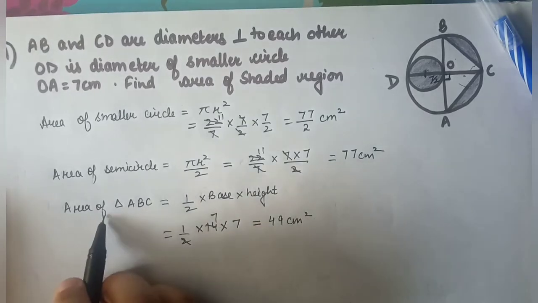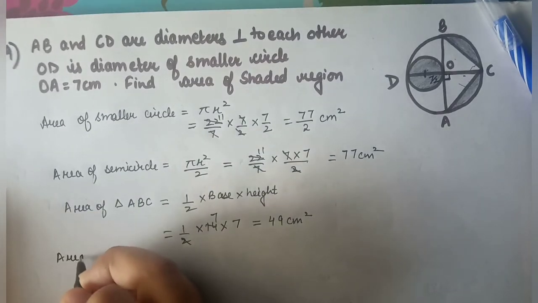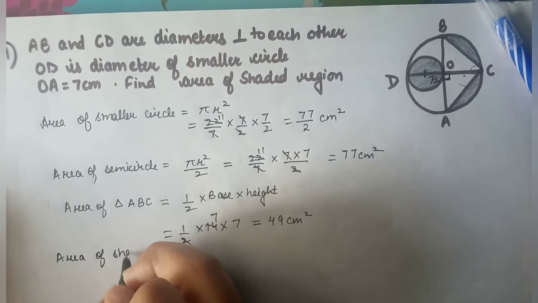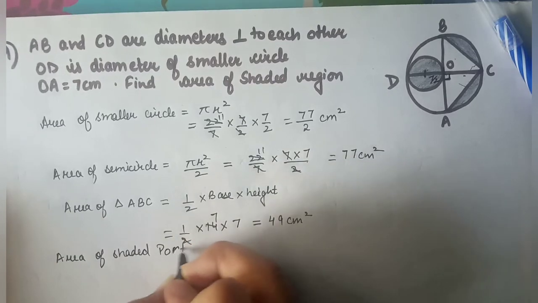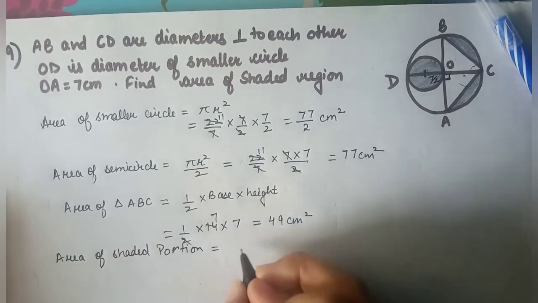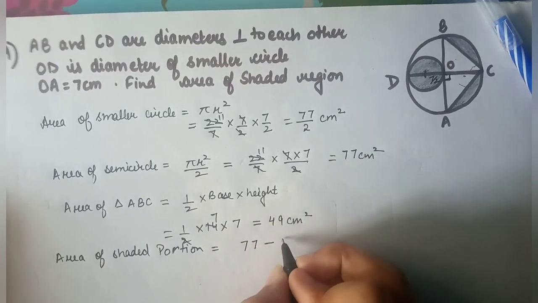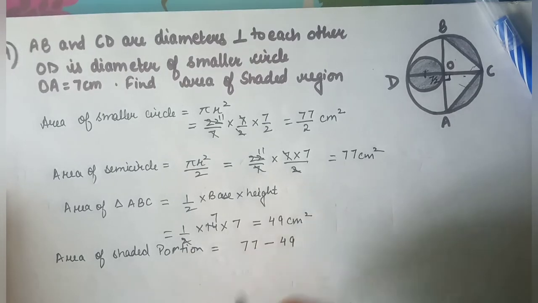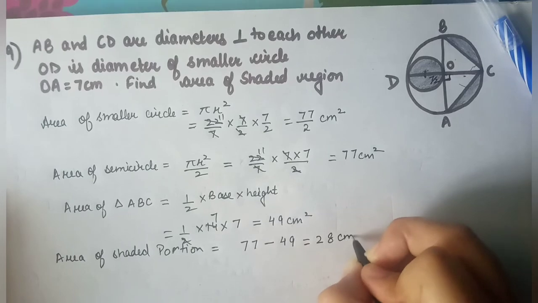Now you know the area of triangle, you know the area of semicircle. So area of shaded portion is area of semicircle, that is 77, minus area of triangle, that is 49. So on subtracting you will get it as 28 centimeter square.